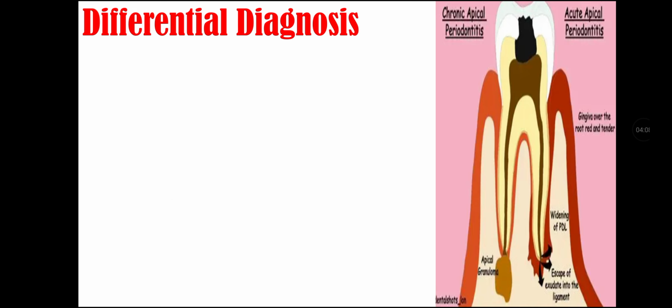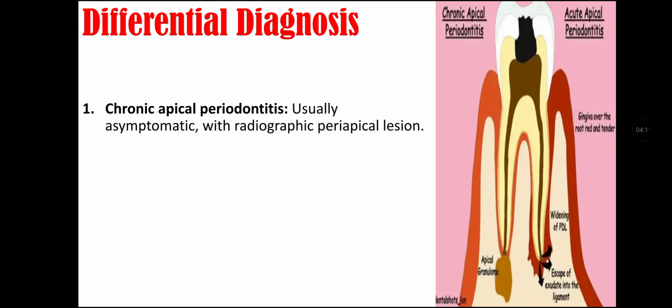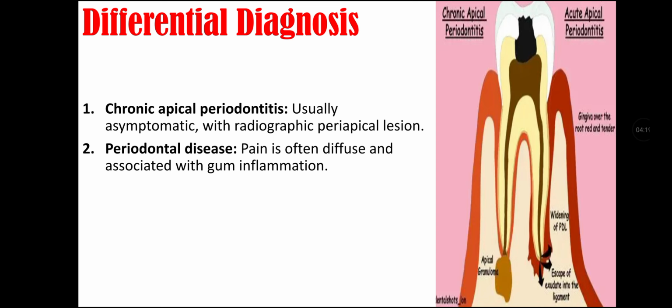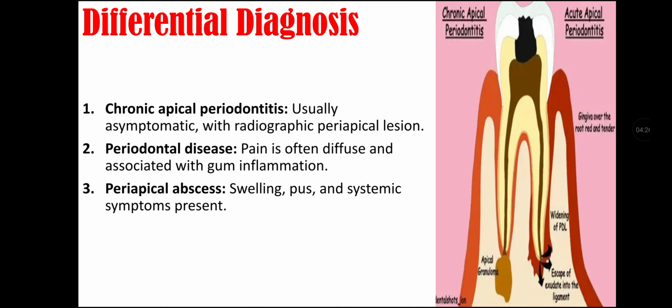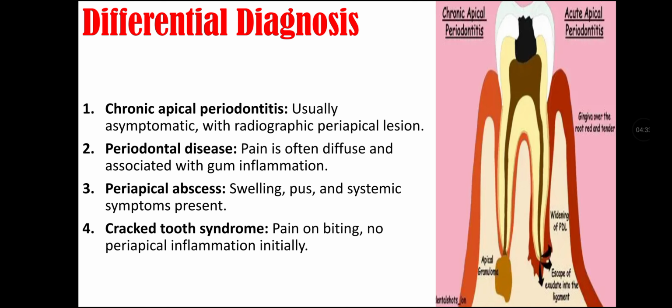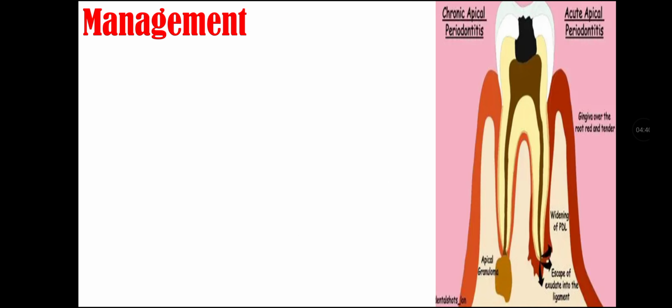There are fibroblasts that may be activated for tissue repair in resolving stages. Differential diagnosis of acute apical periodontitis. First differential diagnosis is chronic apical periodontitis, that is usually asymptomatic with a radiographic periapical lesion. Second is periodontal disease, where pain is often diffuse and associated with gum inflammation. Third is periapical abscess, where swelling, pus, and systemic symptoms are present. Fourth is cracked tooth syndrome, where there is pain on biting and no periapical inflammation initially.